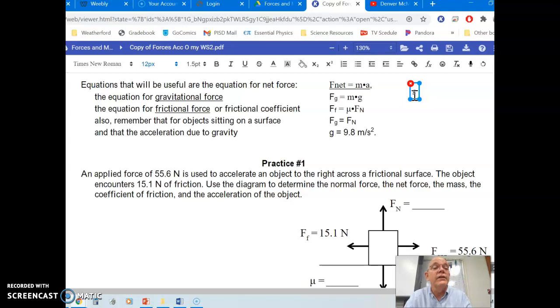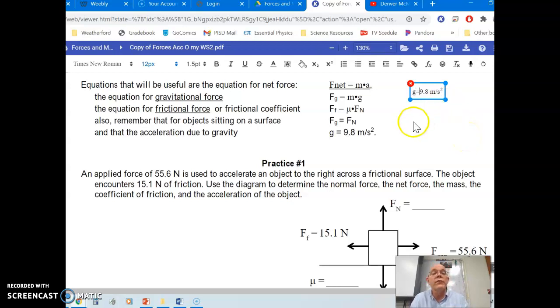G, little g, is equal to 9.8 meters per second squared. All right. Now, I'm sorry, I didn't say G minus. Sorry, that should be G equals. All right. G equals 9.8 meters per second squared.